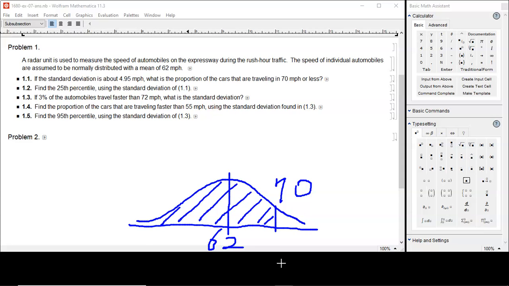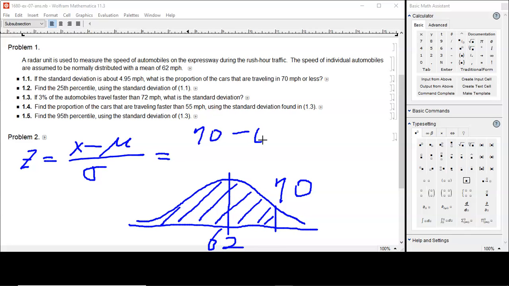And then we want to find the z-score: x minus mu over sigma. So that's going to be 70 minus 62 over sigma. Is everybody happy with this z-score computation, x minus mu over sigma? Then punch your calculator, you're going to get something, and that goes to your normal table. Make sense?